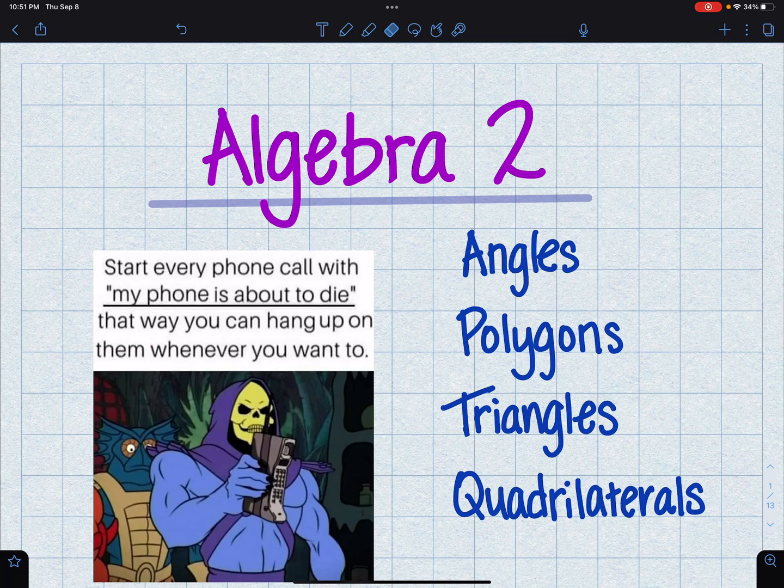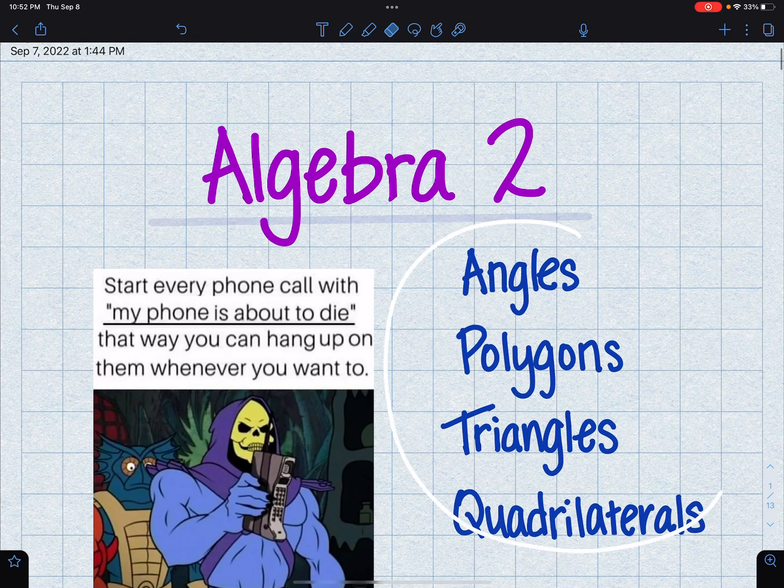Addie, this lesson is so fun. This is going to be a good one. This is lesson 2 on angles, polygons, triangles, quadrilaterals, all of these super fun things.